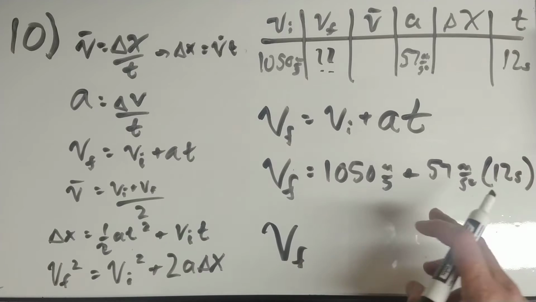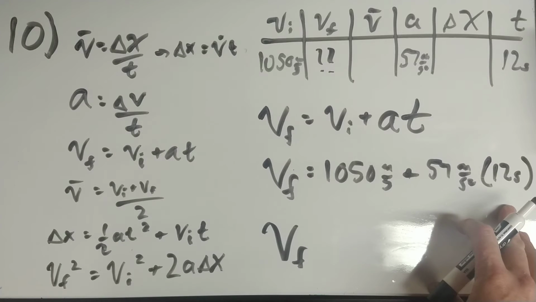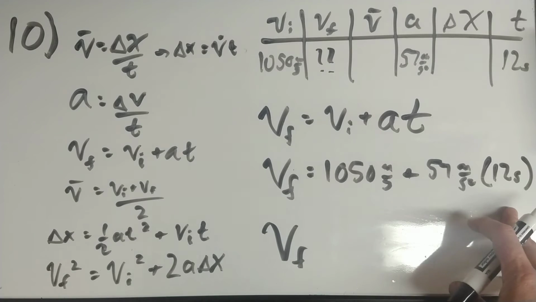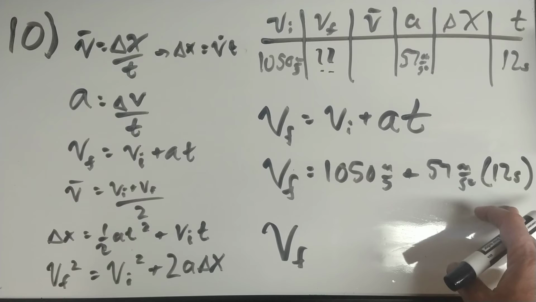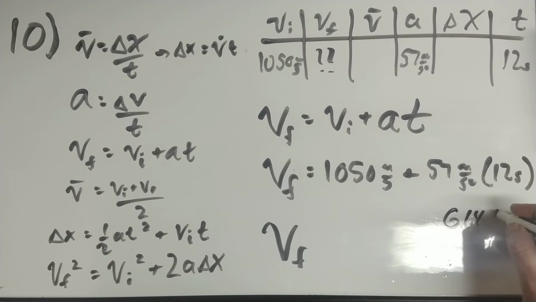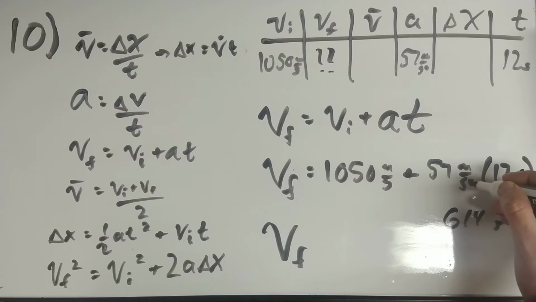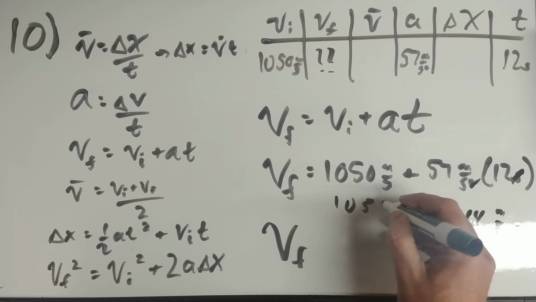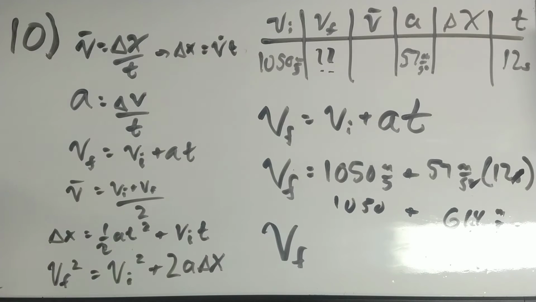So 57 times 12, okay, so 50, that'd be 500 and, 614, something like that. I don't know. 614 meters per second. Seconds cancel. 1050 plus 614. Actually, you know what I can do? I can check it here. Hold on a second.